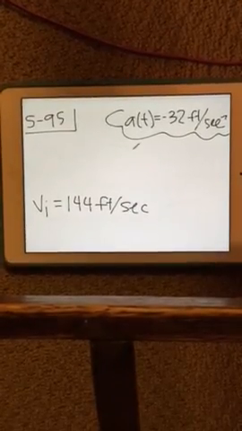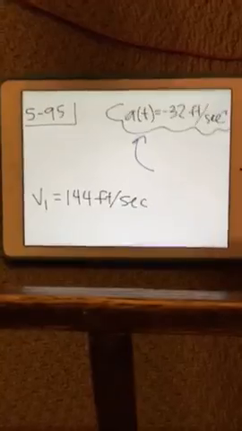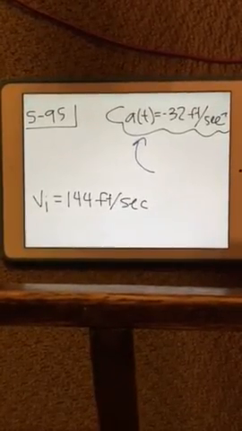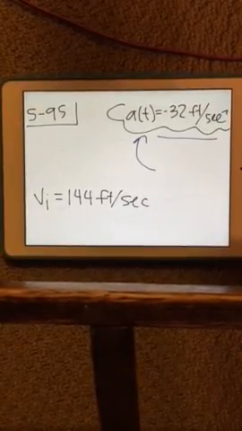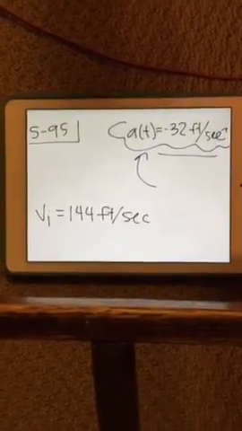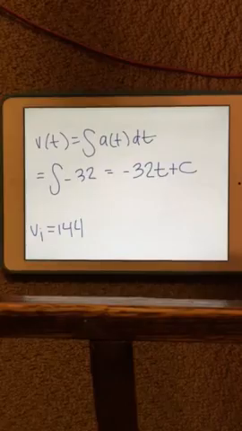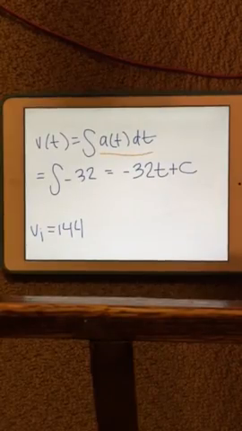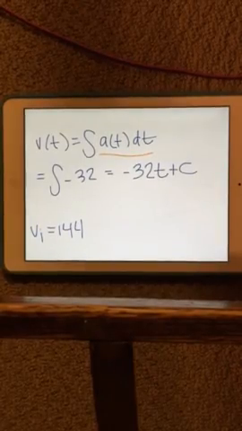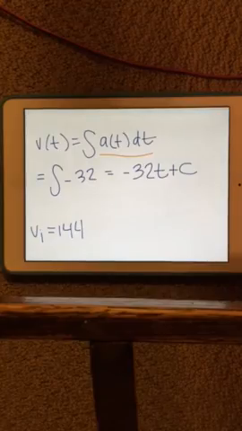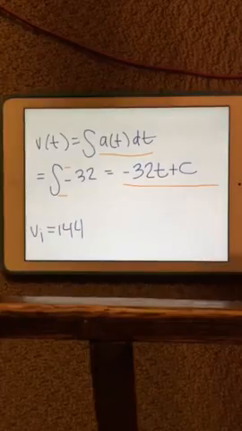Gravitational constant, a of t, which equals negative 32 feet per second squared. So we need to use this equation to find the velocity equation. And how we do that is we take the antiderivative of the acceleration equation to find the velocity equation. So the antiderivative of negative 32 is negative 32t plus c. Since it's an indefinite integral, we have to add that constant.